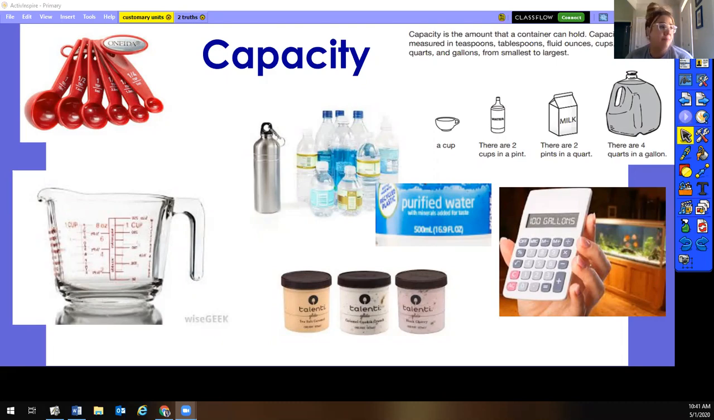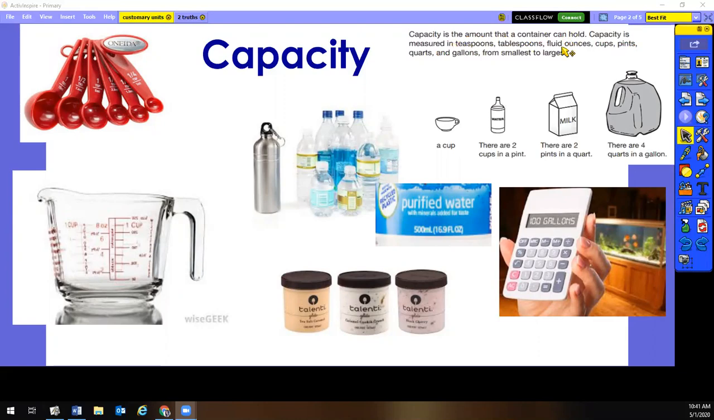But you'll probably also see some metric units, which is what we're going to talk about next week, on different kinds of packages. So I want you to keep an eye out for those. Looking at our flip chart here, there are many different ways to measure capacity. And again, it says capacity is an amount that a container can hold.